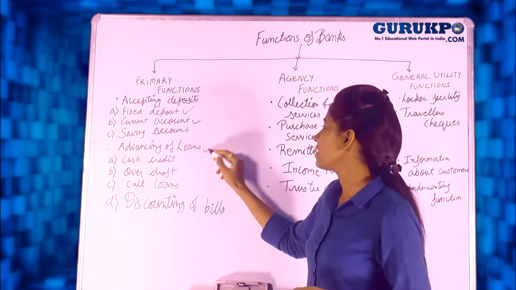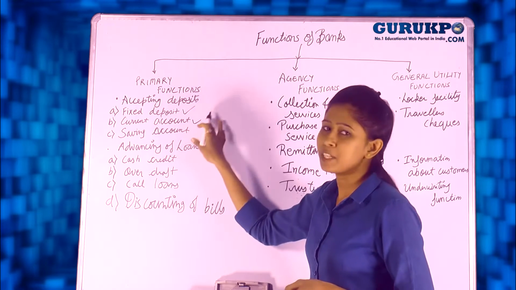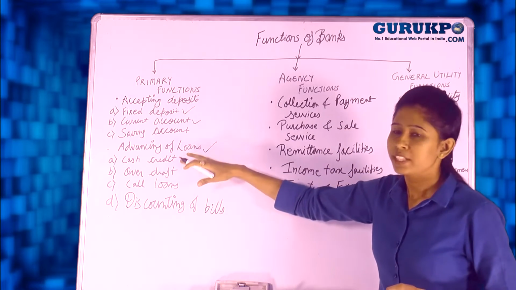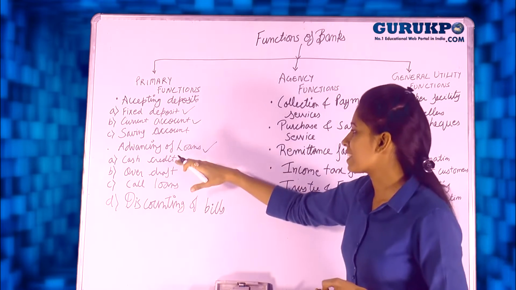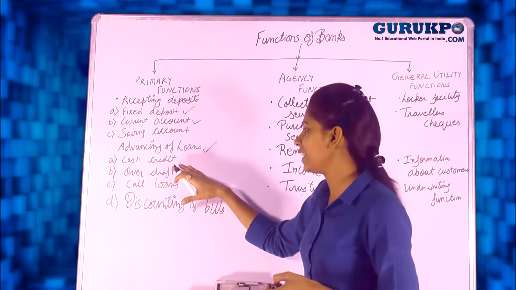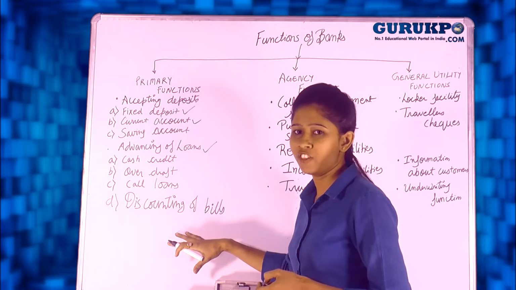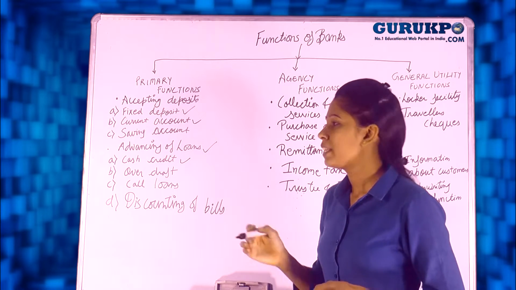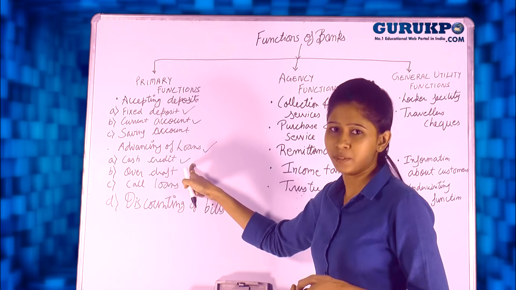Next is advancing of loans. After taking the deposit from the customer, what does the bank do? They provide loans. They provide loans in different forms such as cash credit, overdraft facility, call loans, and discounting of bills. Now, cash credit. With the help of securities, they provide the cash credit to the customers.